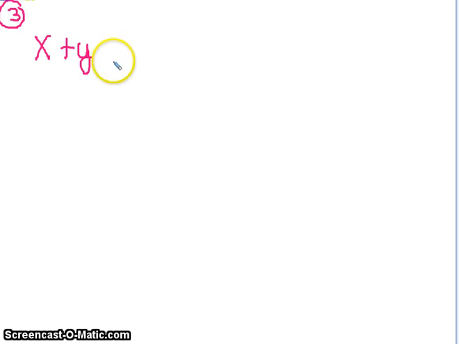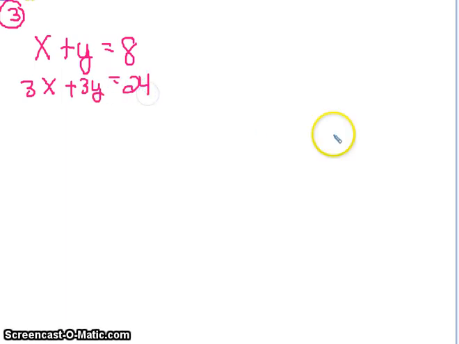Another possibility that we have is x plus y. This is problem number 3. I should have started with that. X plus y equals 8. And 3x plus 3y equals 24.